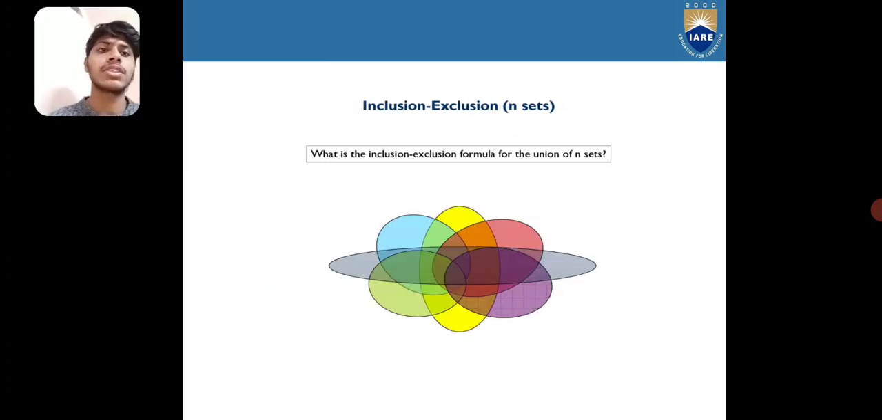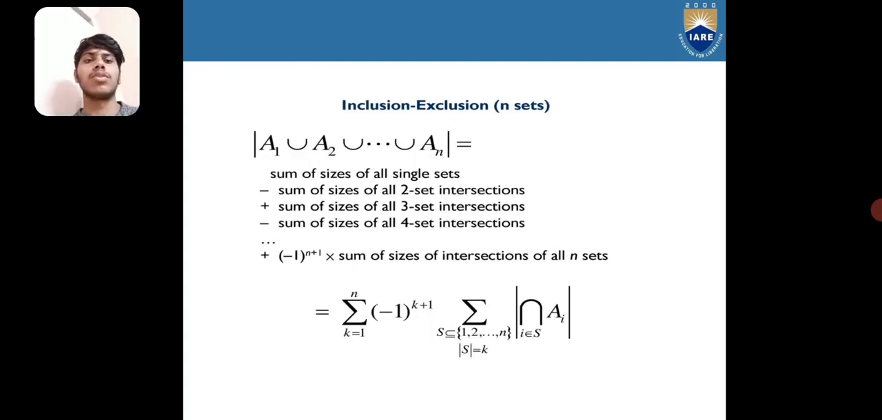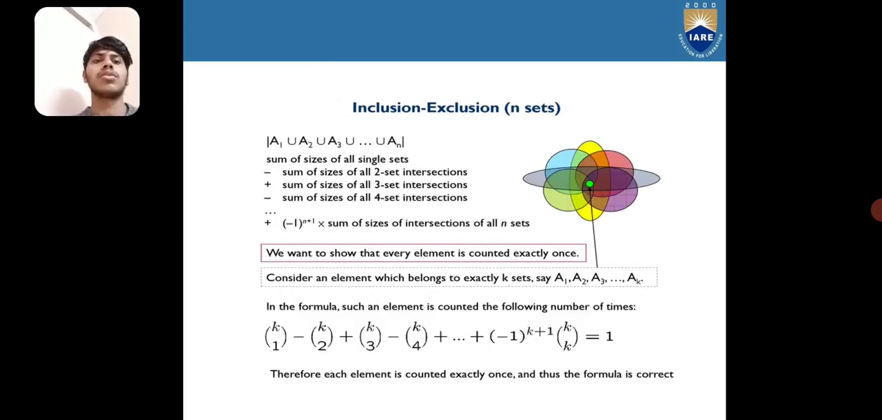For n sets, what is the inclusion exclusion formula for the union of n sets? |A1 ∪ A2 ∪ ... ∪ An| is equal to the sum of all single sets, minus the sum of all two-set intersections, plus the sum of all three-set intersections, minus the sum of all four-set intersections, and so on up to (-1)^(n+1) times the size of the intersection of all n sets.